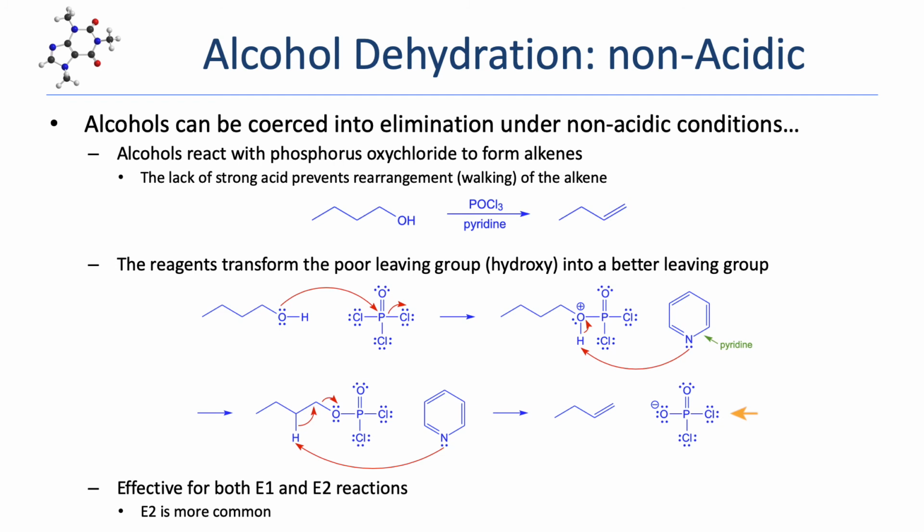The electronegative oxygen and chlorine atoms spread out the negative charge via induction, and more importantly, the phosphorus-oxygen double bond introduces resonance stabilization and spreads out the negative charge over both of those oxygens. And it's the stability of this leaving group that drives the reaction forward. This reaction is effective for both E1 and E2 reactions, but the E2 is far more common.